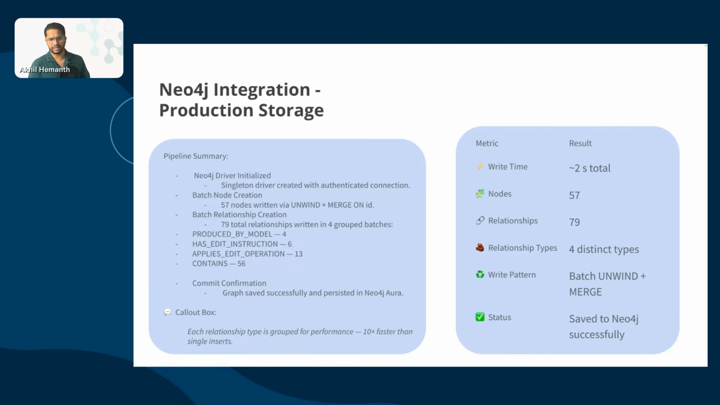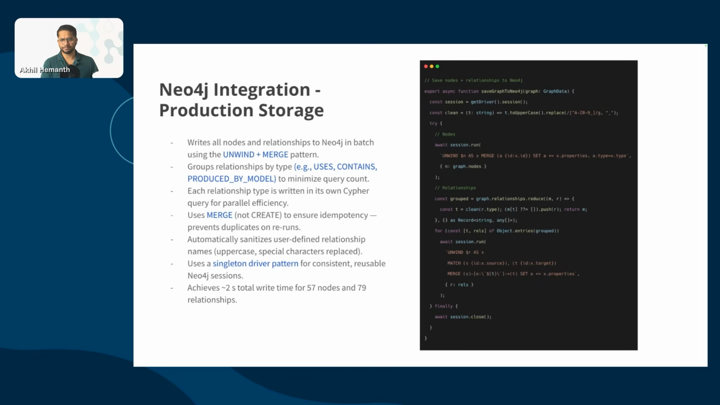So just in this particular example, the write time was about 2 seconds total. Then there were about 57 nodes that were put in, 79 relationships, 4 distinct relationship types for each of those nodes. The write pattern was, like I mentioned, batch unwind plus merge, and it was successfully stored to Neo4j. And each relationship type is also grouped for performance. So that makes it faster while in this whole process.